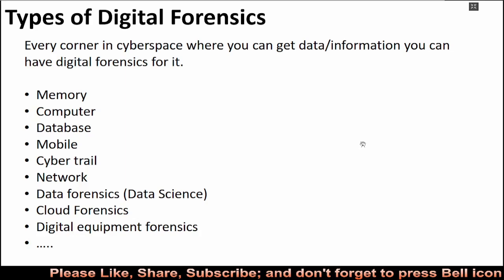Then mobile forensics. Anything that you are doing through your mobile must be analyzed: collect, capture, and then preserve. Suppose I want to investigate somebody, and if I seize the mobile, that person will not have the mobile with him. So generally police simply seize the mobile.